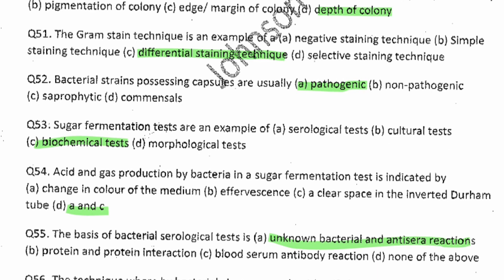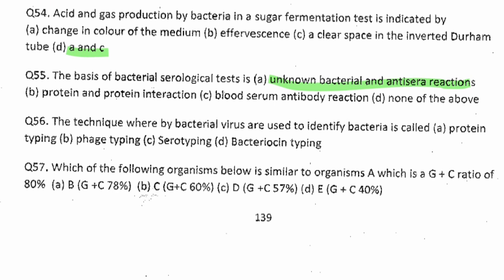Question 56. The technique whereby bacterial virus are used to identify bacteria is called dash. Bacterial virus used to identify bacteria. So what will you call that technique? It's actually phage typing. You've heard of bacteriophage, right? Bacteriophage are virus infecting bacteria. So they are called bacterial virus, bacteriophages. So you use phage typing to identify bacteria. Alright. The next question, question number 57.